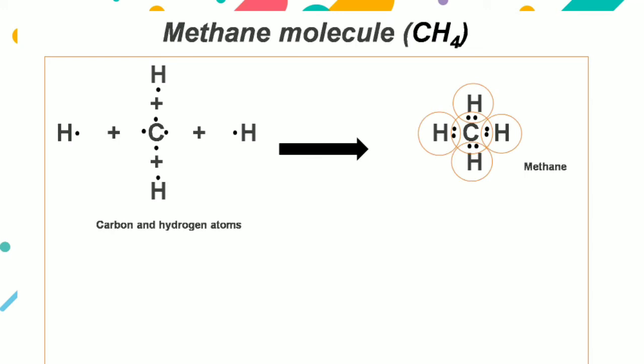And as carbon has shared one electron pair with each hydrogen atom, so it means carbon has formed 4 single bonds with 4 hydrogen atoms. So it can also be represented as shown here.